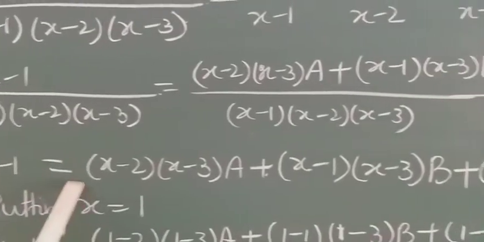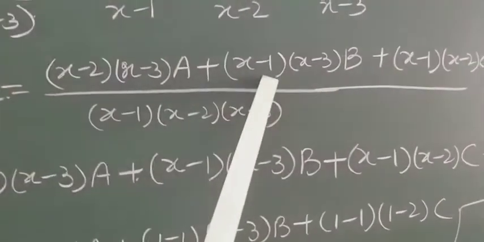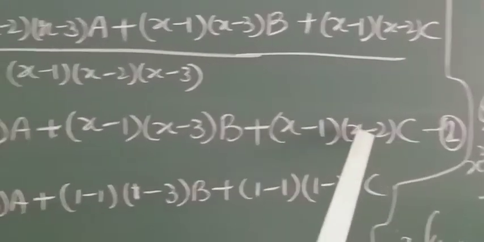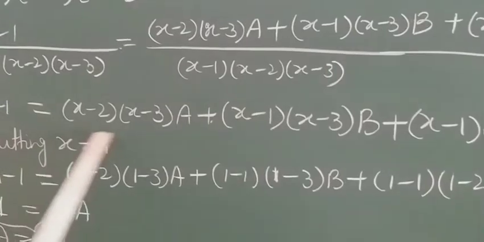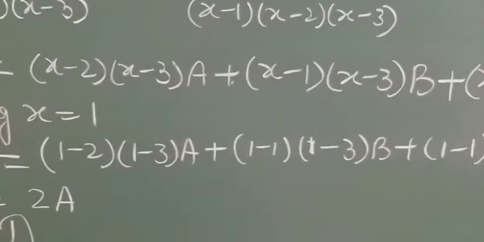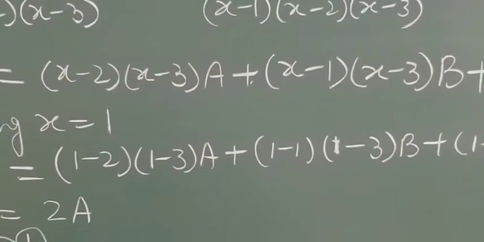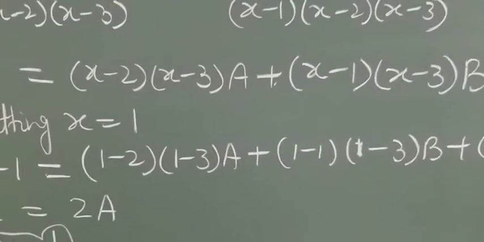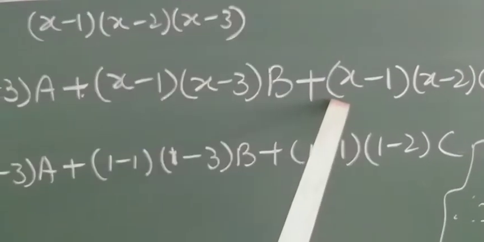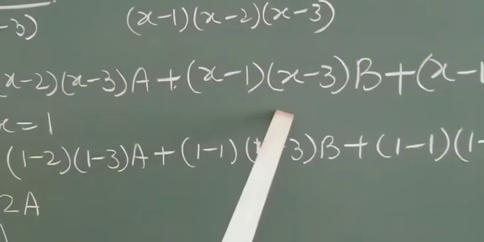2x - 1 equals (x - 2)(x - 3) into A, plus (x - 1)(x - 3) into B, plus (x - 1)(x - 2) into C. Now students, we have to find out the values of A, B, C. So there are two methods. I want to share with you the easiest method. Here we have to put values of x, so that we can easily solve.